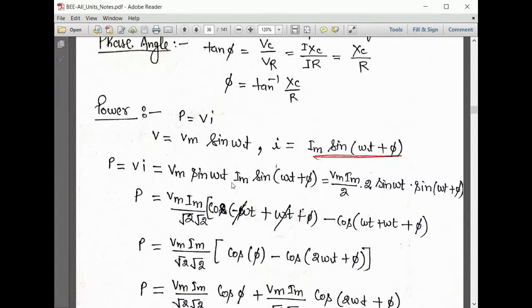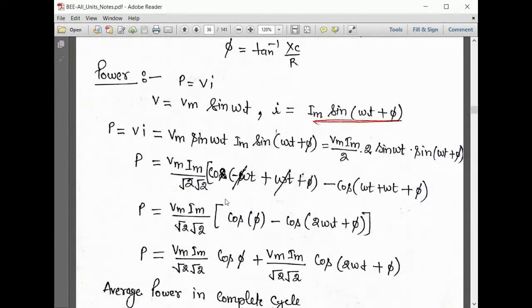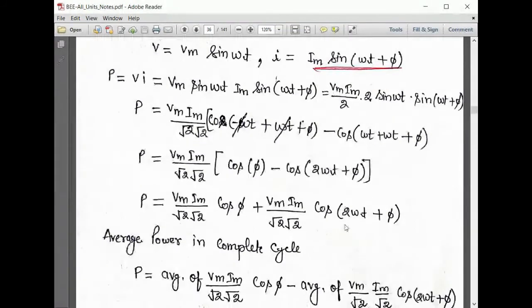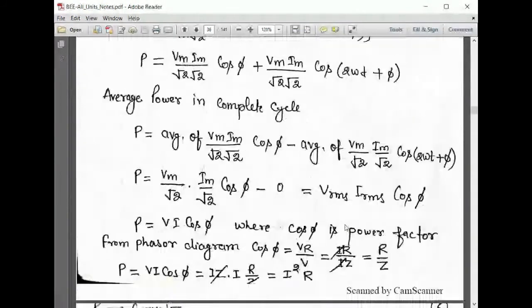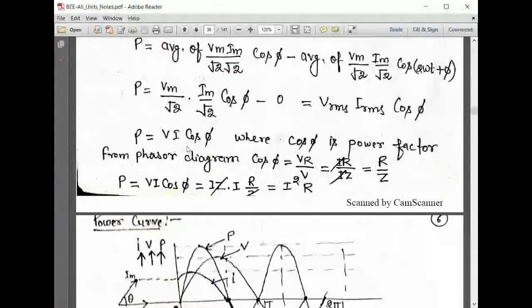Okay, and we derive these expressions by using the formula 2 sine A sine B. This is a formula. Okay, so cos (A minus B) minus cos (A plus B). Okay, so you will find these expressions and solve these expressions, and finally you will get the power value is equal to VI into cos of phi.